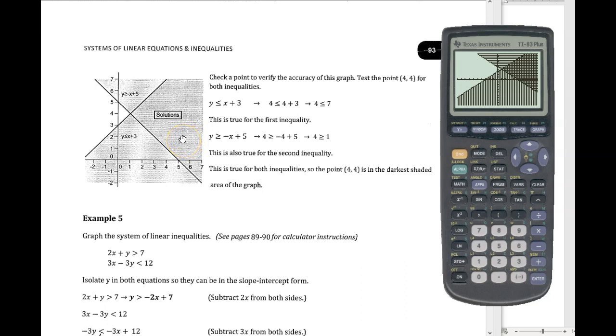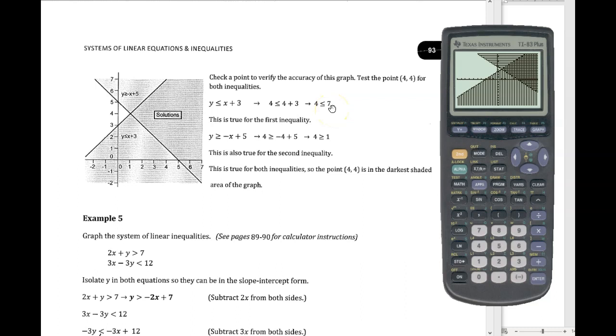And in this case, you have to plug the test point into both inequalities in order to determine whether it's correct or not. So they use 4, 4. So it looks like 4, 4 is in the shaded region, overlapping shaded region. So if we plug in 4, 4 into the first inequality, we end up with 4 is less than or equal to 7.